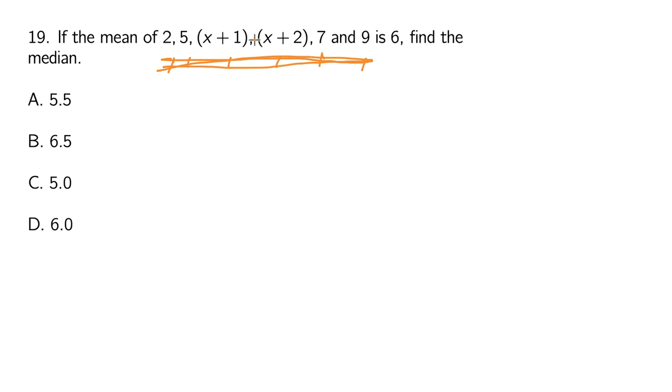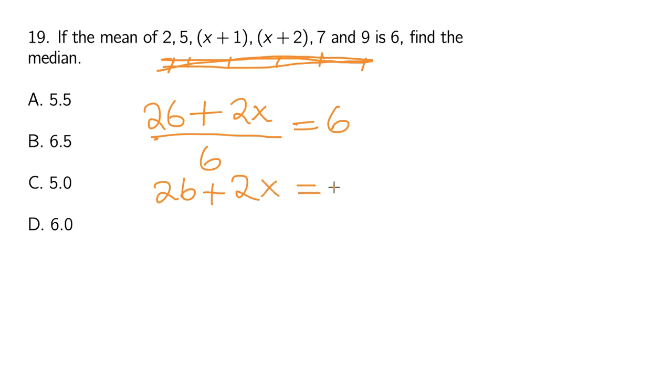2 plus 5 is 7, plus 1, 8, plus 2, 10, plus 7, 17, plus 9, 26. So we have 26 plus, we now add the x's. So 26 plus 2x, if we divide this number by 6, we get 6. That means that 26 plus 2x equals 36. It means that 2x equals 36 minus 26 is 10. X equals 5.